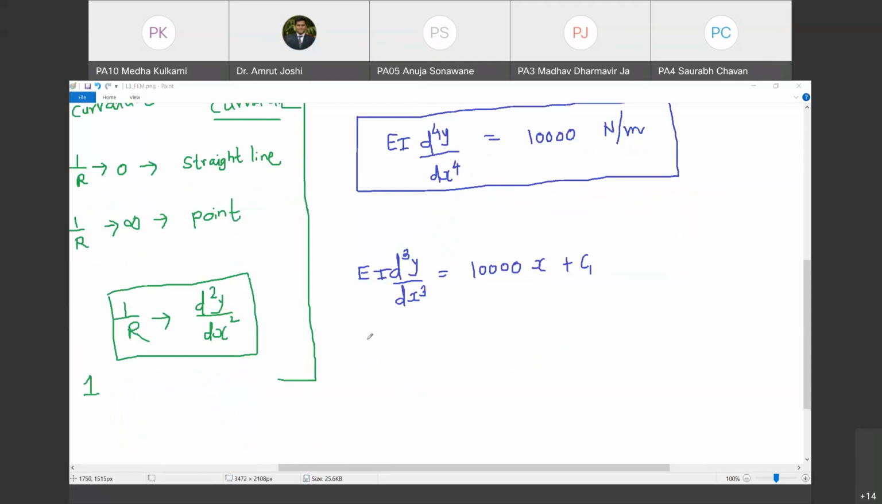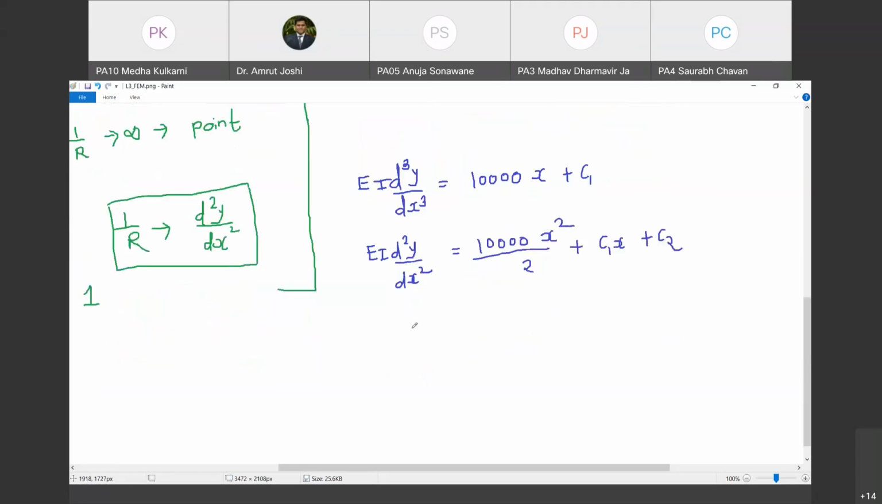Let me integrate it once more. So what do I get? EI d square y by dx square is going to be equal to 10,000 x square by 2 plus C1 x plus C2. Do you agree with me? Yes, sir. Happy? Yes, sir.